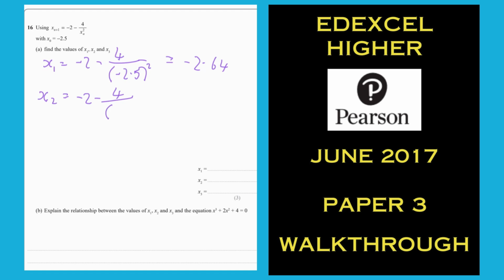By the way, always have your brackets here, particularly when you are subbing in and you're replacing it with a negative squared. So if you are going to use the ANS button, press ANS squared on your calc. If you don't know how to use the ANS button, look it up or don't bother. It's entirely up to you. You can just write it out and type it back in. It's not a problem. So minus 2.64 squared.